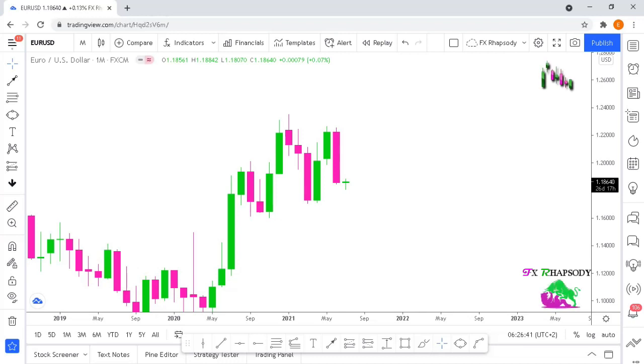Today we are looking at the EUR/USD and also the USD/JPY. We're going to be looking at the charts to see what they show us, and also at the COT reports, Commitment of Traders, for more confirmation on our trades.